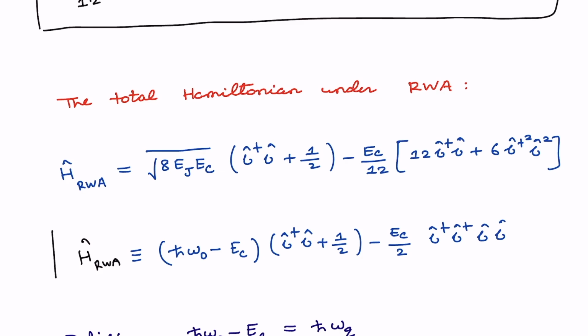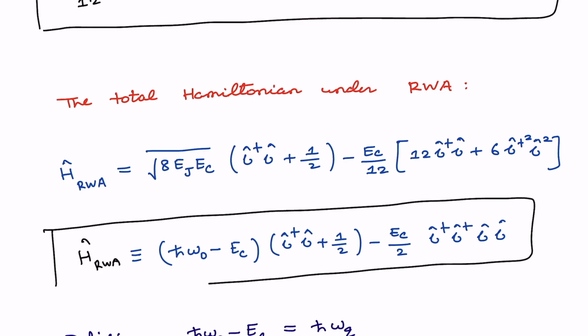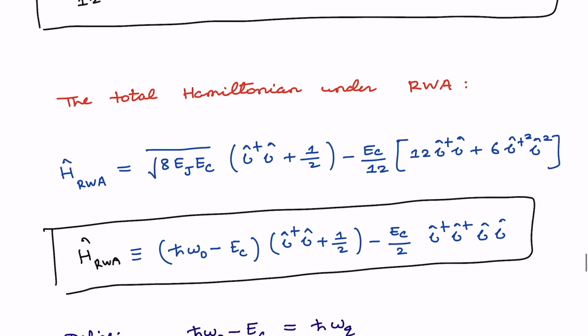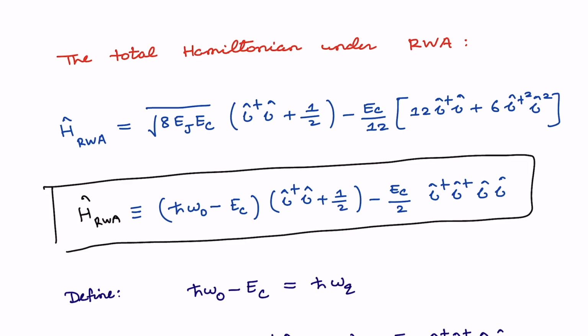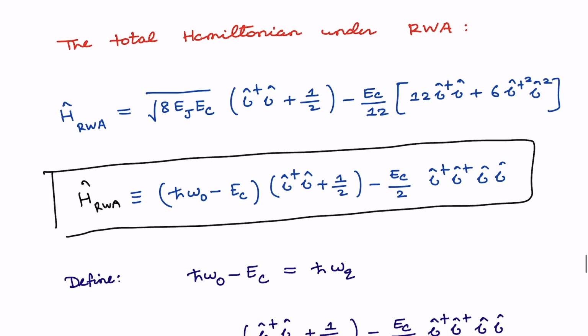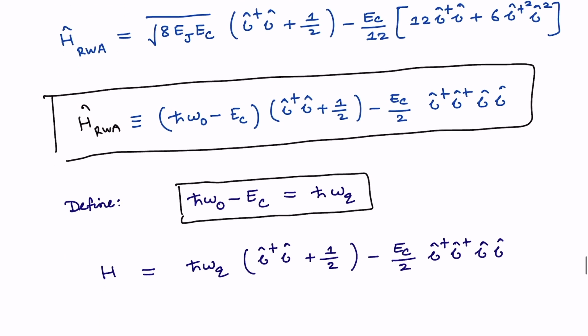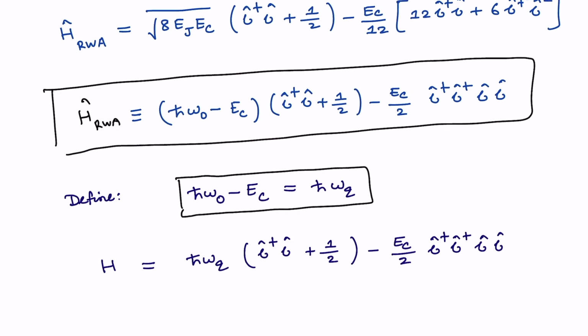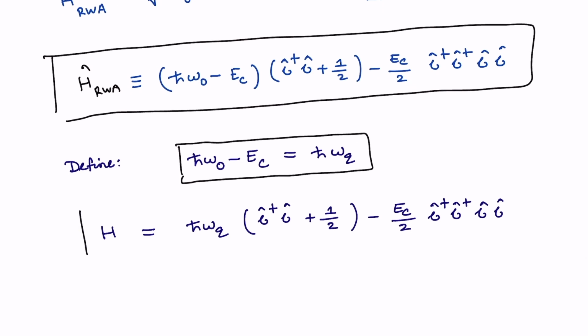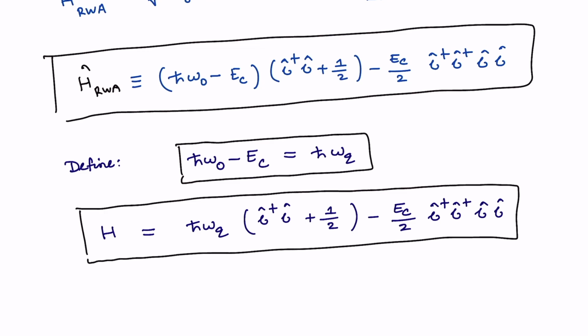This particular form we can write in this simple form, and this is the transmon Hamiltonian in the rotating wave approximation. Now, defining ħω0 minus EC as ħωq, where ωq is the oscillator frequency including the anharmonic term, we can write the final expression for the transmon Hamiltonian in this particular form.